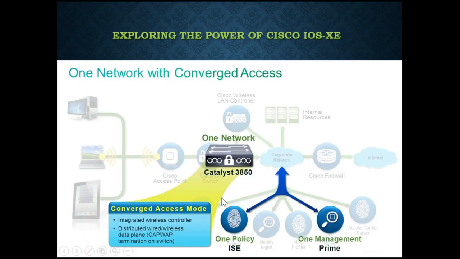Got this point? Now let me go to the next picture. You will understand more. Here you see, earlier, maybe 5-6 years back or more, Cisco used to give this quotation: one network with converged access. What does that mean? Can you see here the 3850?